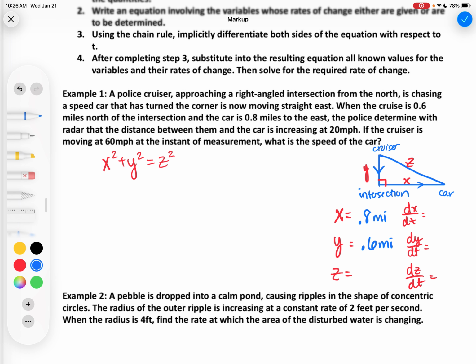And then the distance between them and the car is increasing at 20 miles per hour. So that's going to actually be this Z value here of the distance. So even though they can't necessarily drive through the middle, the rate between them is, as the crow flies, what that rate is increasing at. And so that is 20 miles per hour, which is my dz/dt.